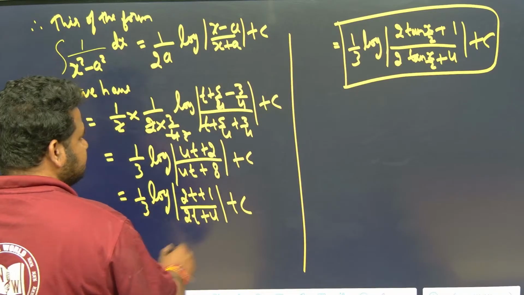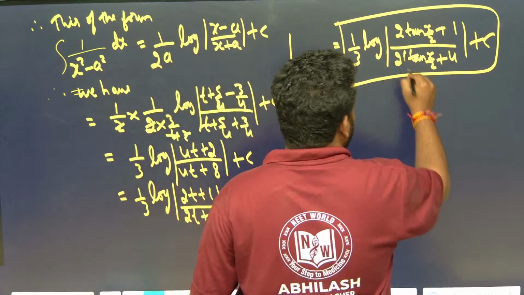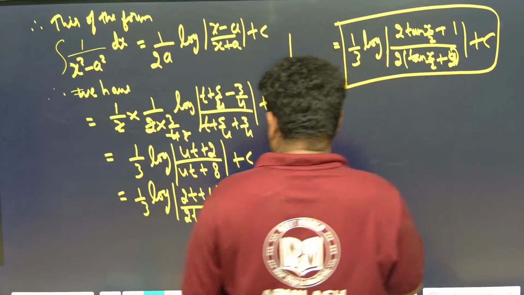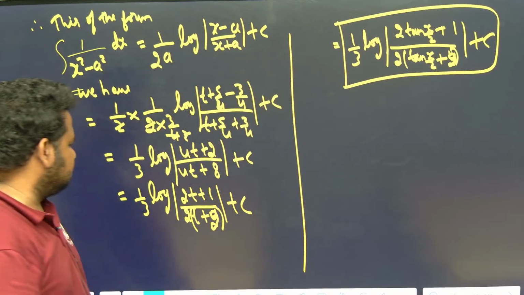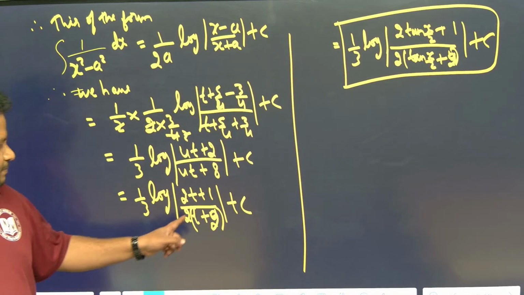Further I can take 2 outside here. This will become, actually I can take 4 outside here. Okay, 4 outside here, t plus 2.